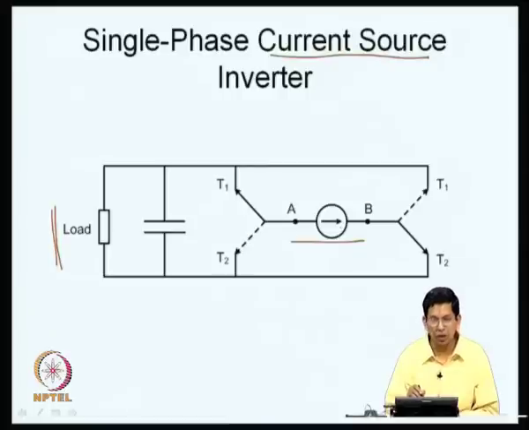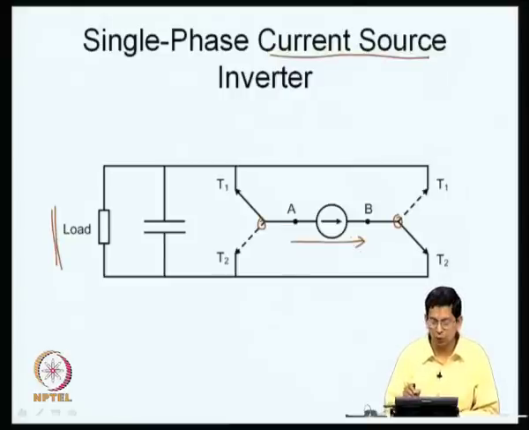Therefore, the two terminals of the current source are connected to one pole each, and there are corresponding throws and the load, which is now capacitive, is connected across the two throws. So, this is what you have in a current source inverter now. You can see that this current is only a unidirectional current; it only flows in one direction.